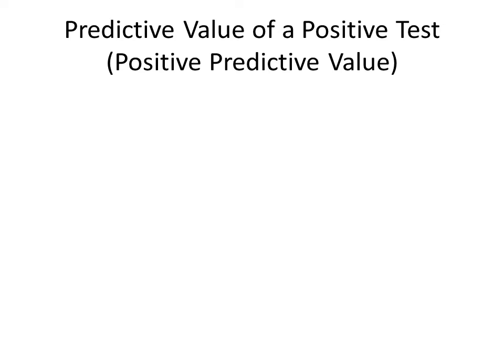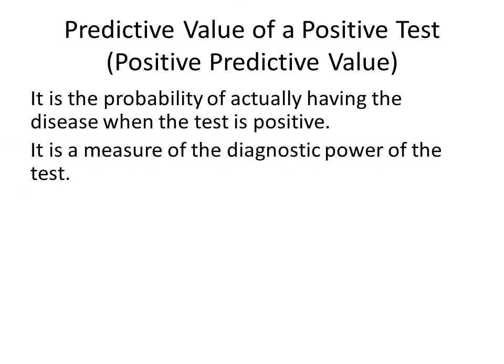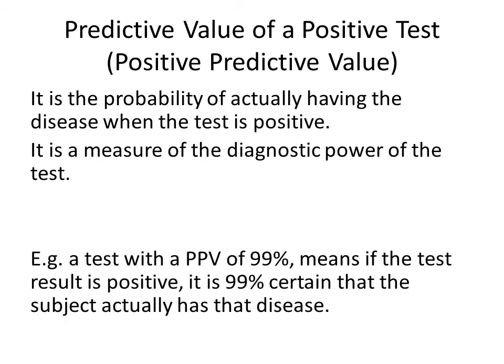Predictive value of a positive test, or positive predictive value, is the probability of actually having the disease when the test result is positive. Predictive value measures the diagnostic power of the test. For example, if a test has a positive predictive value of 99%, it means that if the test result is positive, it is 99% sure that the subject actually has the disease.